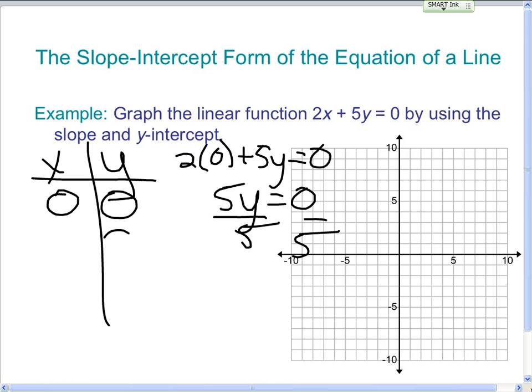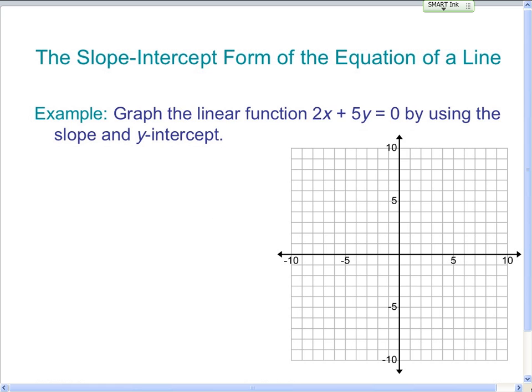What would happen if I were to plug in 0 for y? Well, you're going to get 0 for x. So this only gives us one point, which is not enough to actually graph the equation. The reason that happened was because of this being a 0. If that were any other number, we wouldn't have run into that. So what we're going to do is actually graph using the slope and the y-intercept.